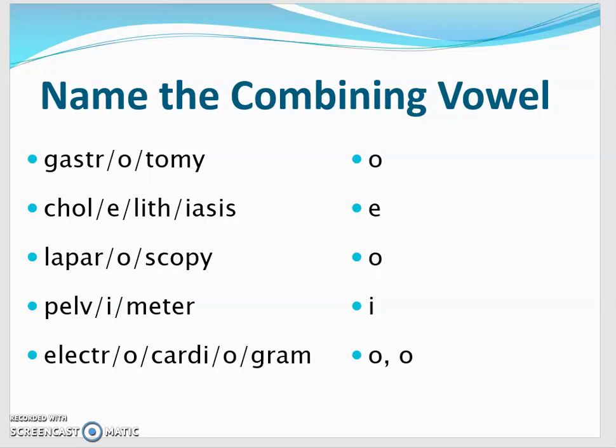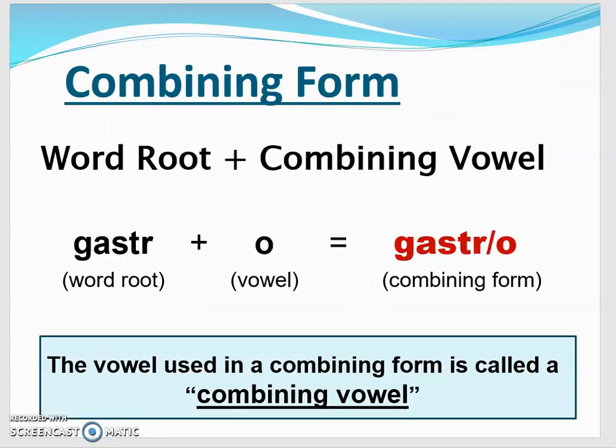So we're going to take this word root that we talked about earlier. We're going to take the combining vowel that we just learned about right now, and we're going to put those together. And here is our functional form that we can use to build words with. It's called the combining form. A combining form is always comprised of a word root plus a combining vowel.